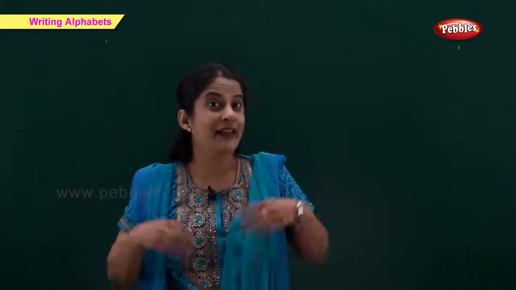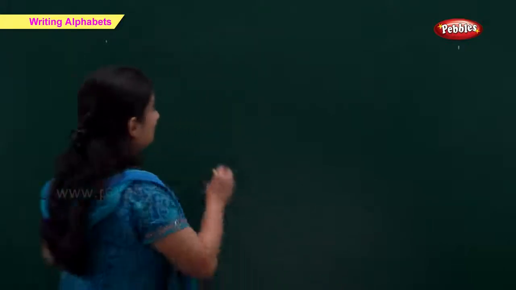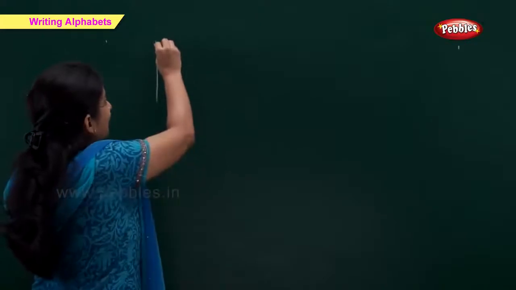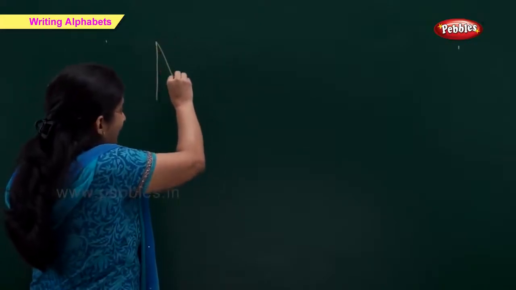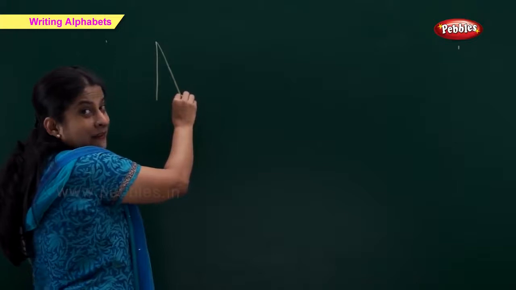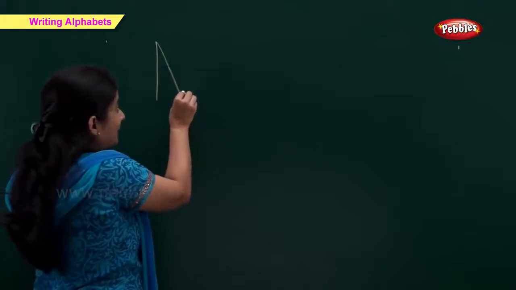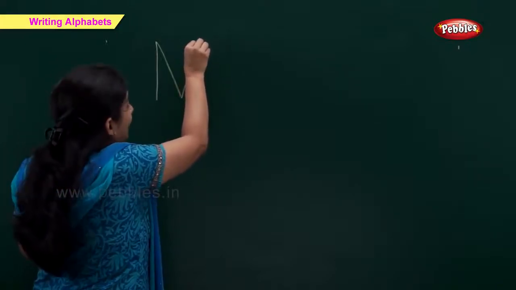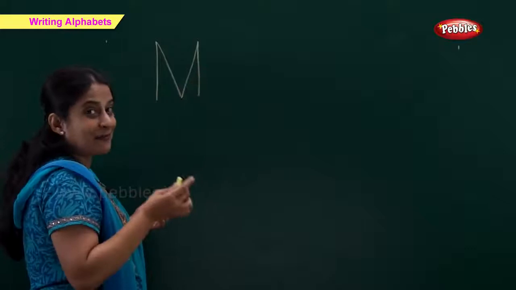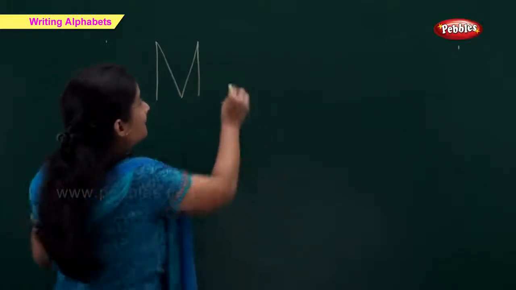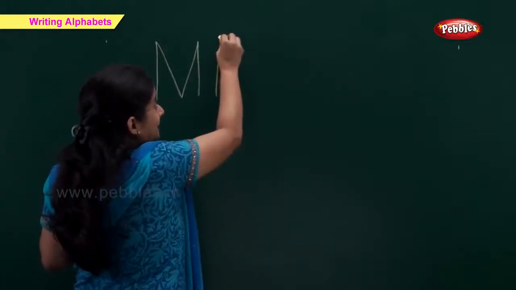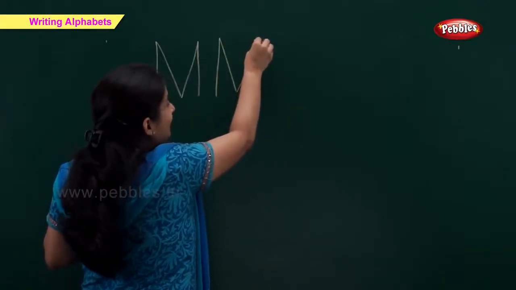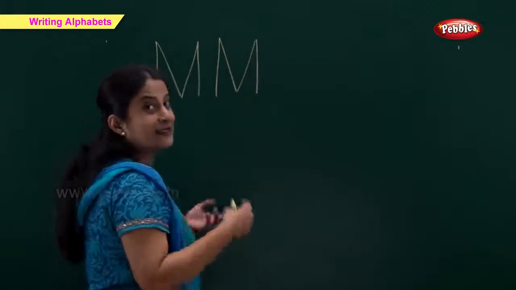Now we will write M. Standing line. A cross line or a slanting line. One more cross line or a slanting line. Again standing line makes M. Standing line, a cross line. One more cross line and a standing line makes M.